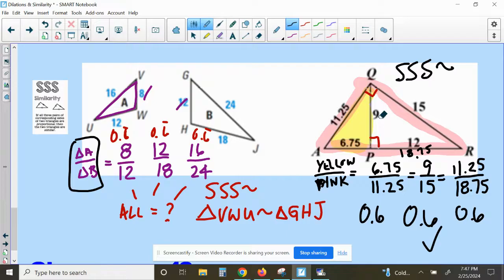Now, remember, you could do this one more time. You could take this green triangle and do the green over the pink or the green over the yellow and see if it's also going to be similar. And remember, this gets glued in your notebook on page 56.